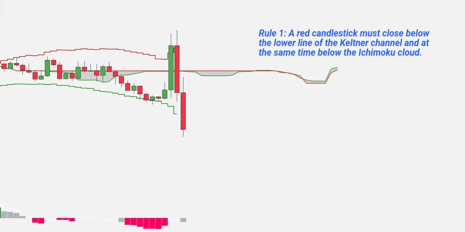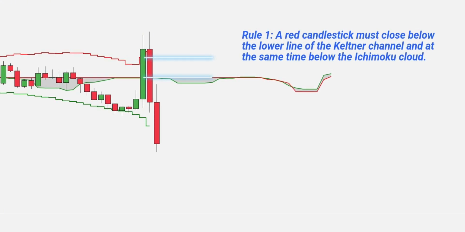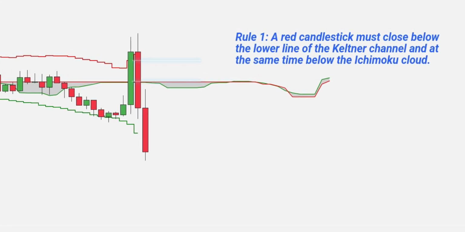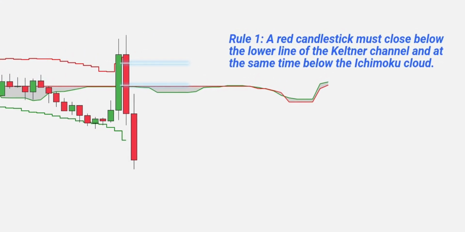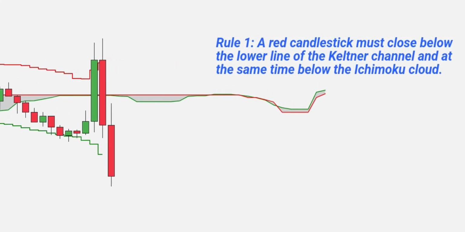This rule serves as the initial filter to identify potential short position opportunities. Closing below both the lower line of the Keltner channel and the Ichimoku cloud indicates a bearish momentum, confirming that the criteria for entering short positions are met.